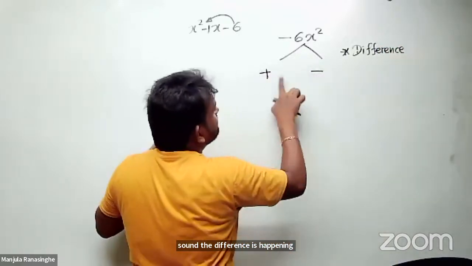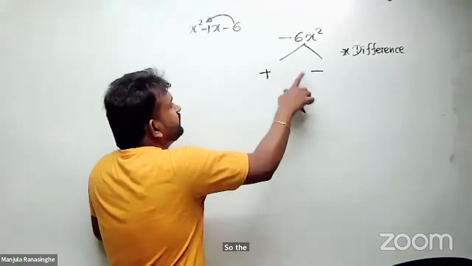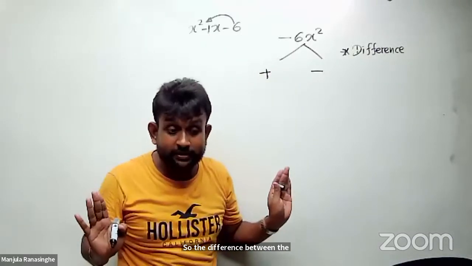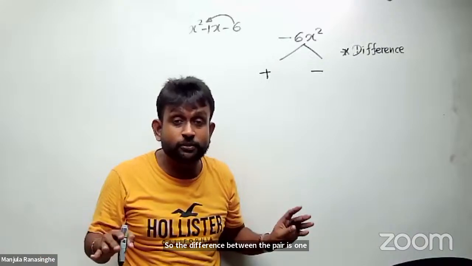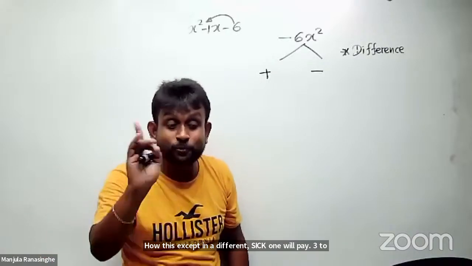So the difference between the pair is 1. And a difference එක 1 වෙන pair එක හිතන්න. How the 6 හැදෙන difference එක 1 වෙන pair එක 3 into 2. 3 into 2, 6. 3 subtract 2, 1.